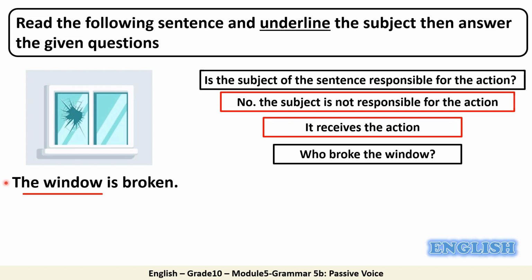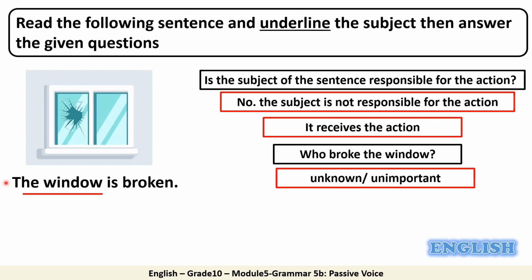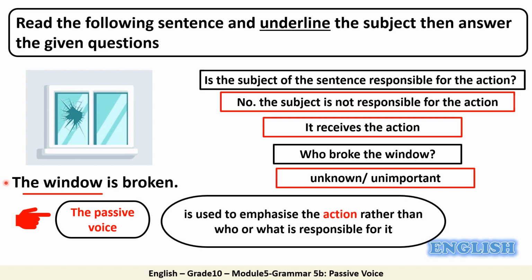Excellent. Now, do you know who broke the window? Of course, the doer is unknown or unimportant. So, the focus in this sentence is on the action itself. That's why we call it the passive voice. And it is used to emphasize the action rather than who or what is responsible for it.